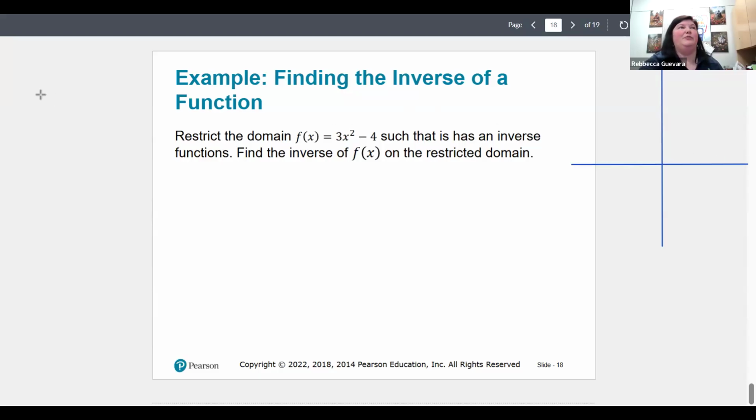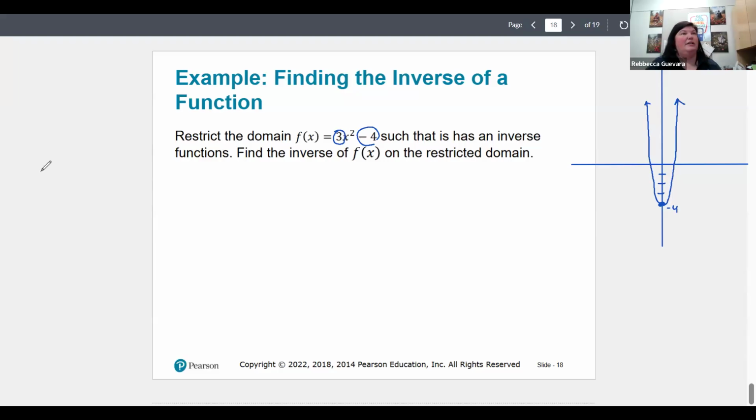So we know this parent function is x squared. And it's going to be vertically stretched and shifted down 4. 1, 2, 3, 4. So it's going to be here. And it's going to be really skinny. And we just need a rough sketch.